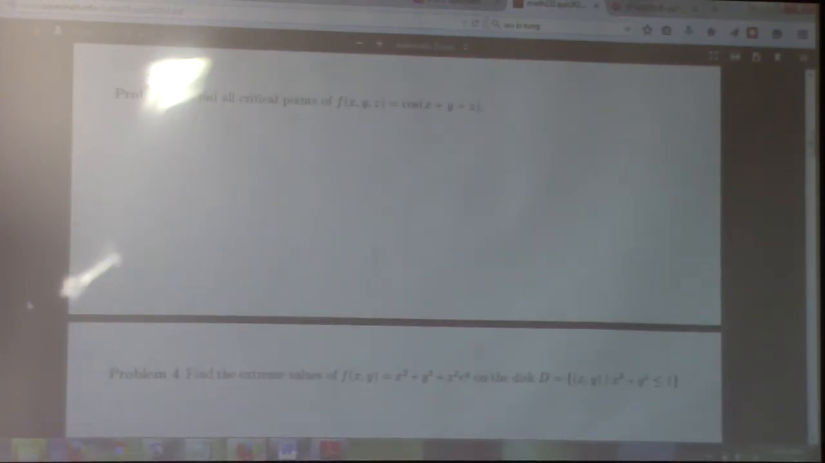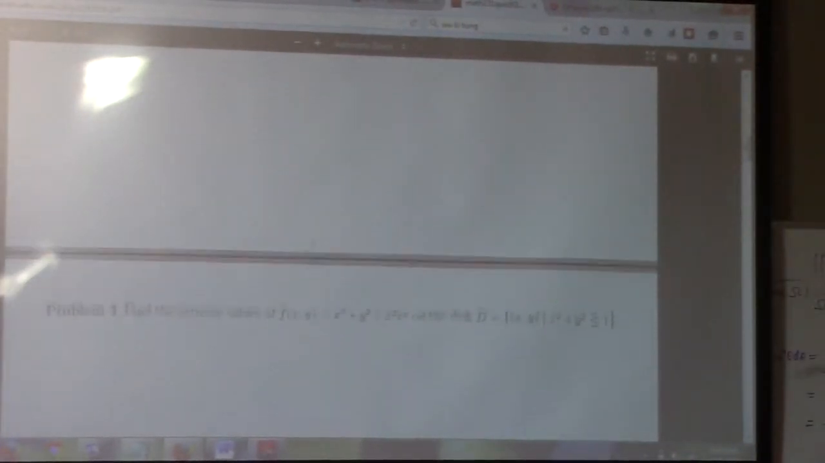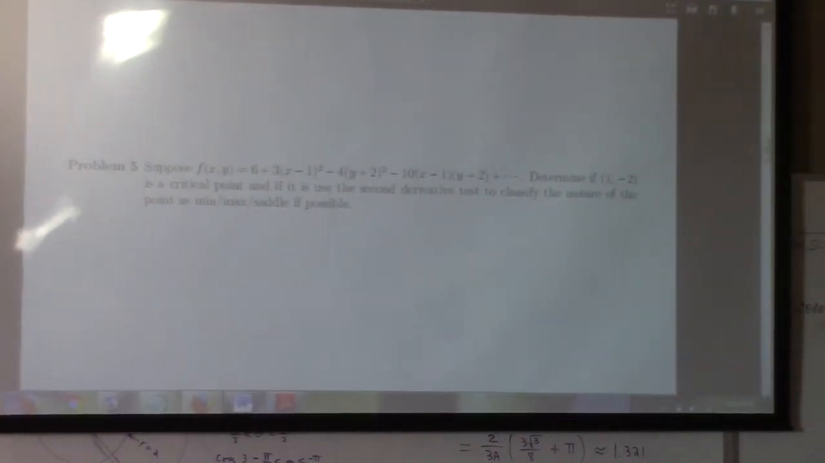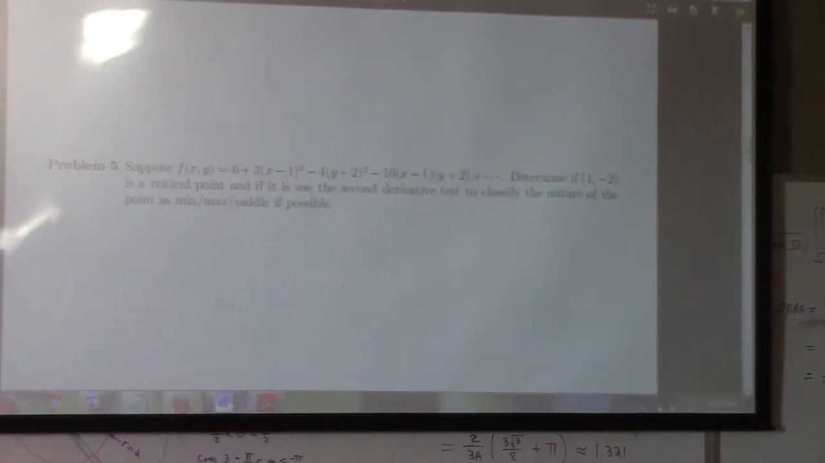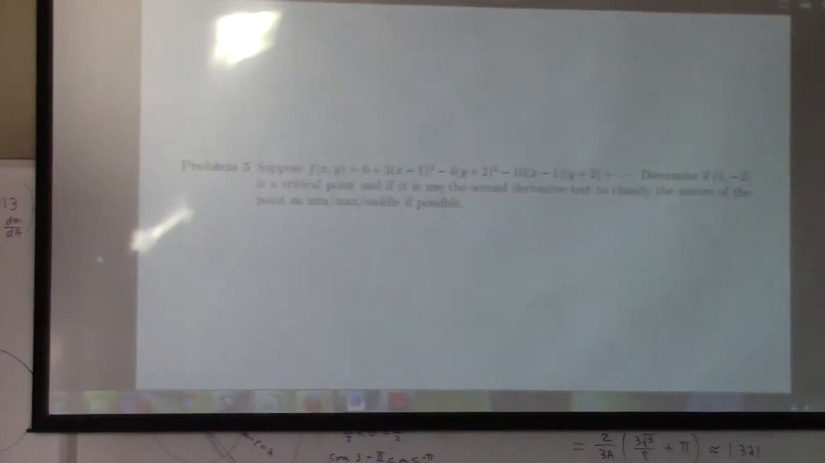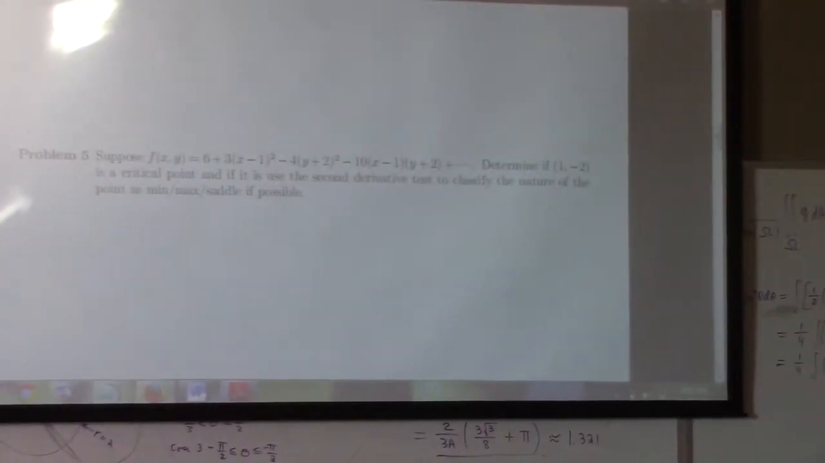Find all critical points of this function. That looks good. Extreme values on a disk. Right up our alley. Min, max, saddle. You're given a power series. Interpret. Nice problem. Requires very little calculation. Completely tests whether or not you understand, without any additional calculation, really.